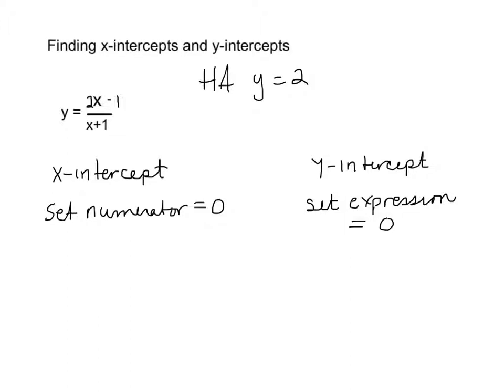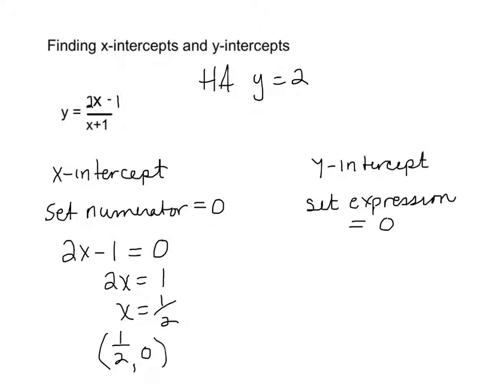To find an x-intercept, you're going to set the numerator equal to 0. So the numerator is 2x minus 1. I set that equal to 0. That's 2x equals 1, and x equals 1/2. So where x is equal to 1/2, that is the x-intercept. That's where the graph crosses the x-axis.